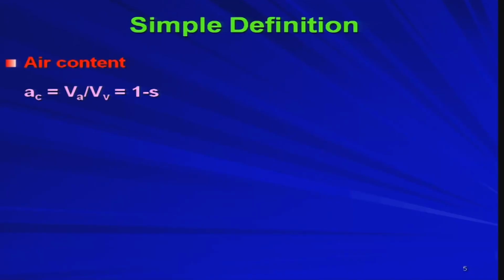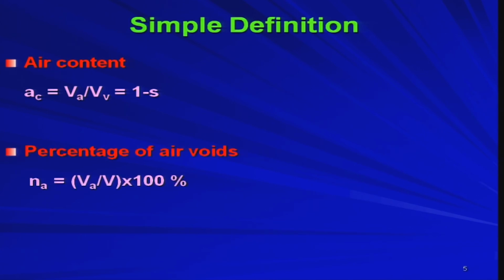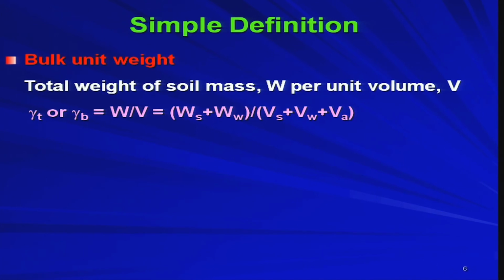Now, coming to another definition, air content, AC, is defined by VA by VV, which is nothing but 1 minus S from the definition, where S is your degree of saturation. Coming to another definition, percentage of air voids, that means how much air is present in comparison to the total volume of the matrix. That is the ratio of VA to the total volume V, and it is also expressed in percentage.